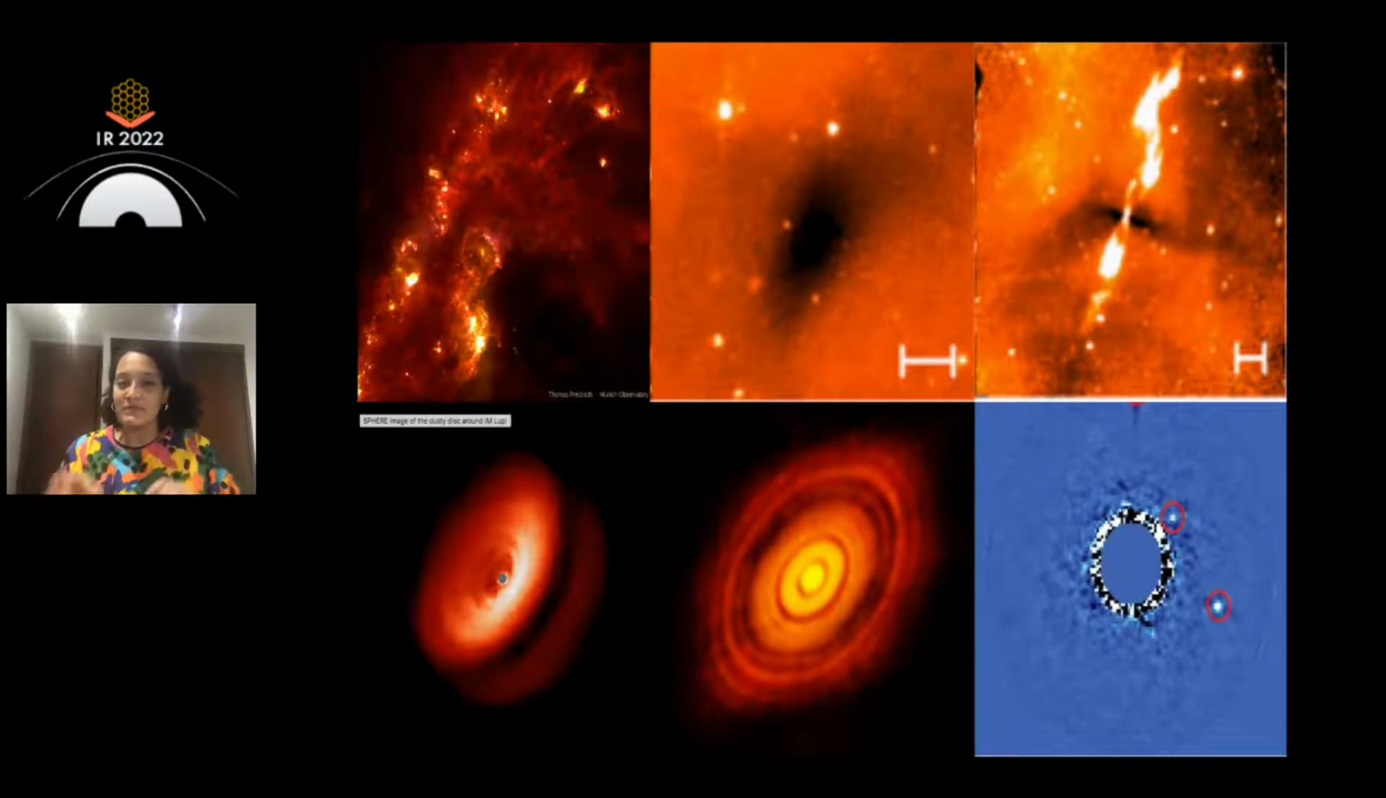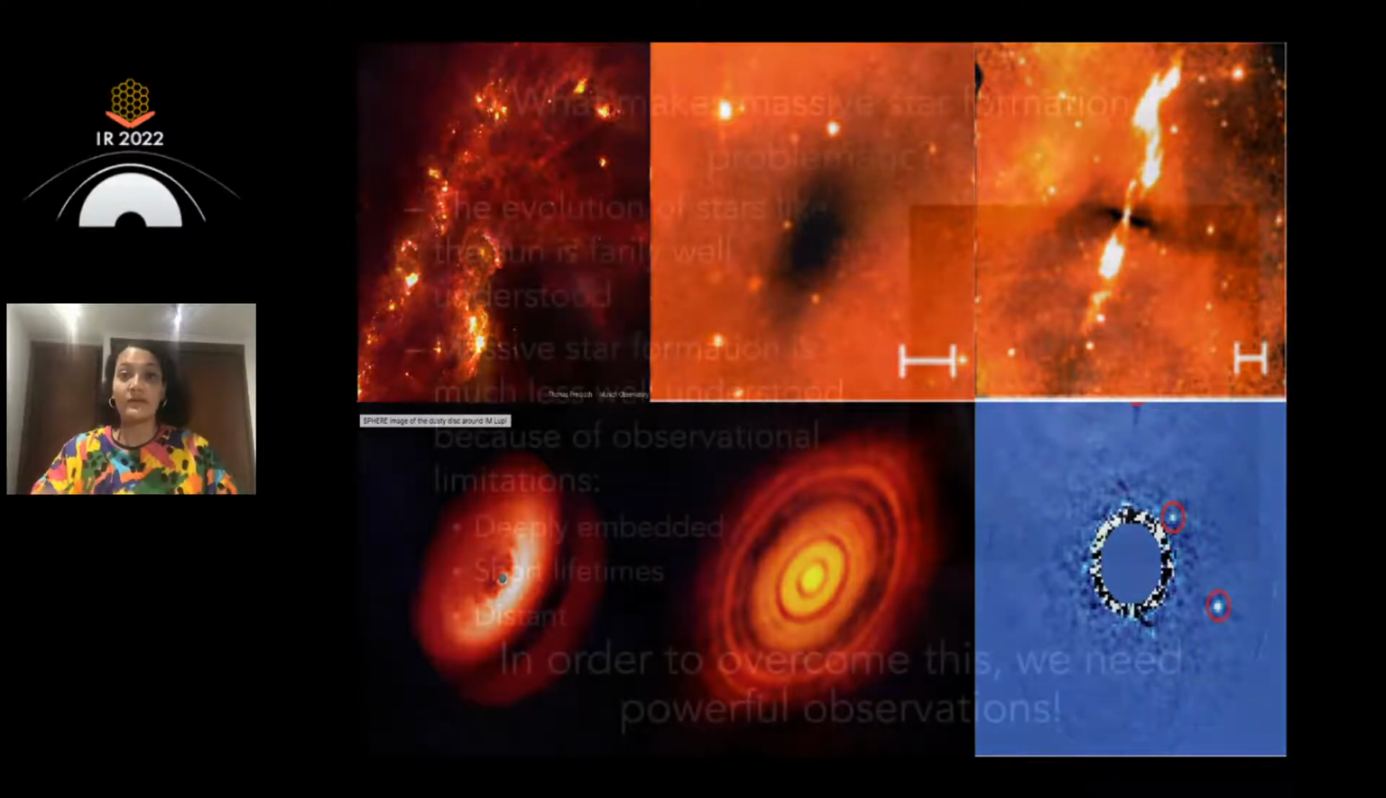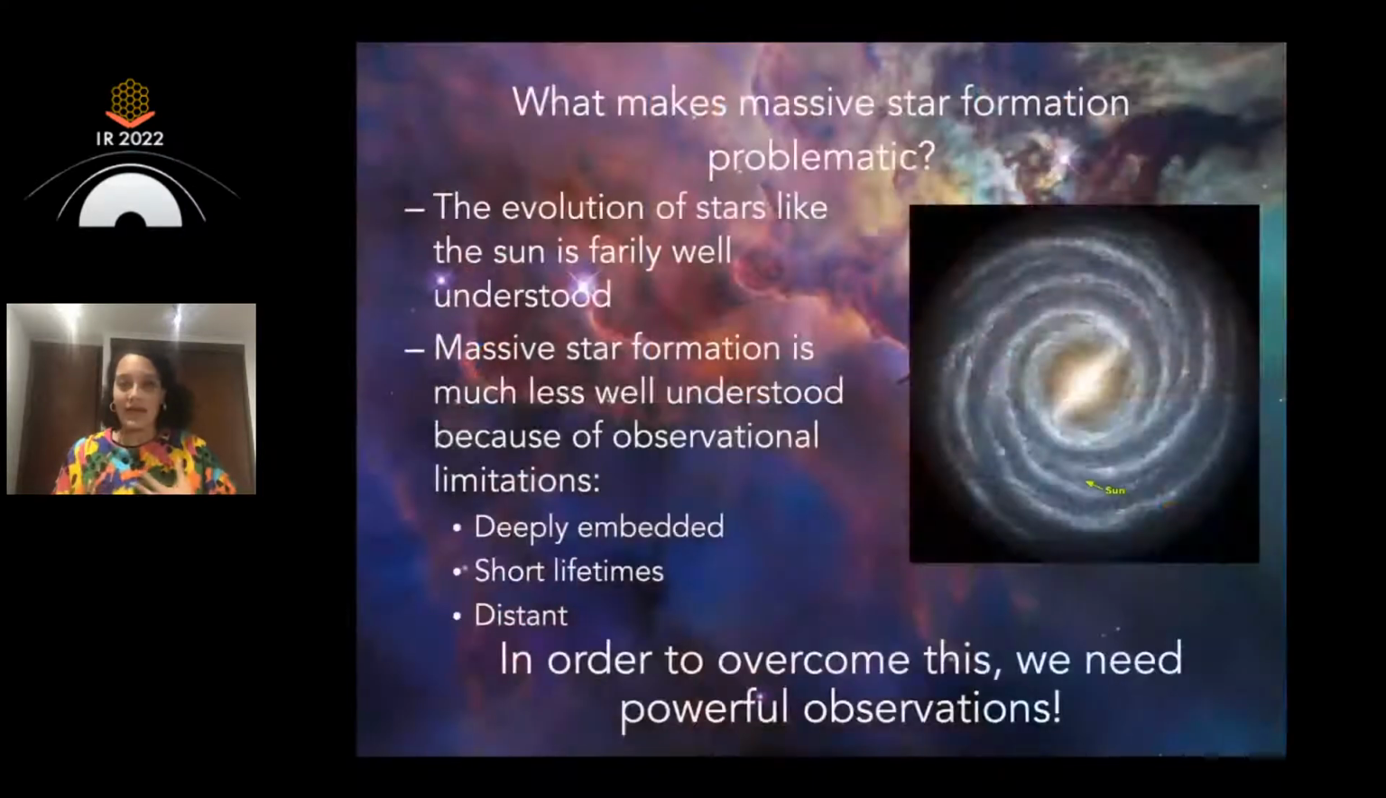But there's only one problem with this picture, and this is that we only know that this applies to low mass stars. We don't know if this applies to massive stars, and those are the stars that I'm studying. So why don't we understand as much about massive stars and how they're forming as we do for low mass stars? Well, there's a number of reasons why this is the case. The main reason is because massive stars are more difficult to observe, and there are a number of reasons why this is the case.